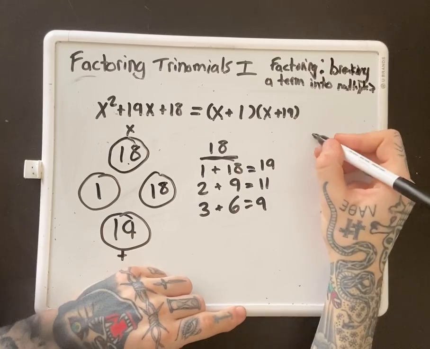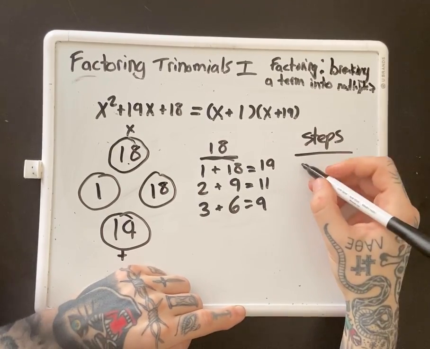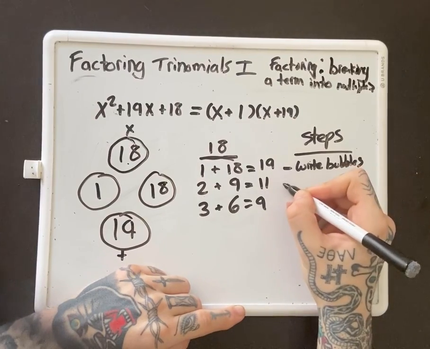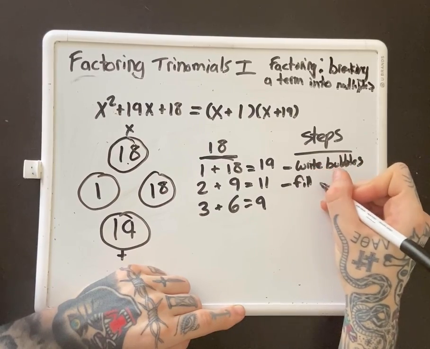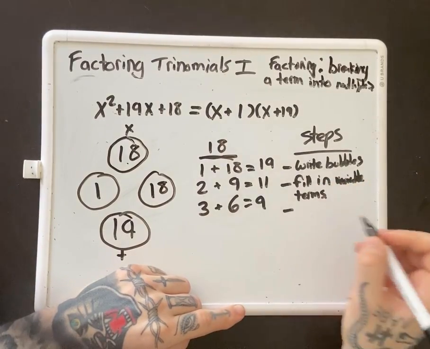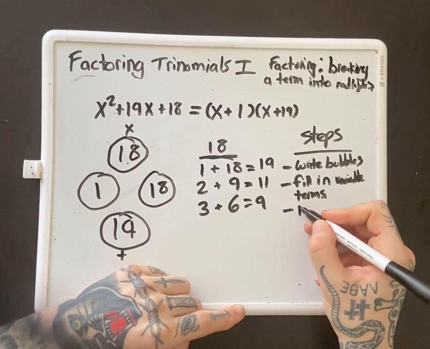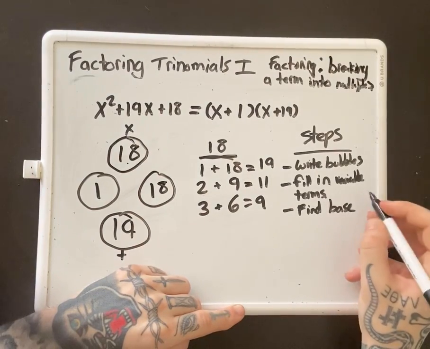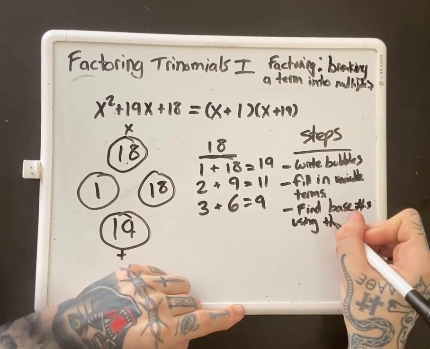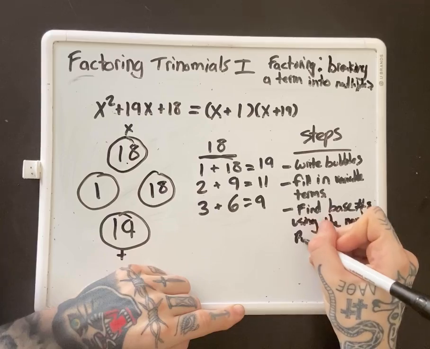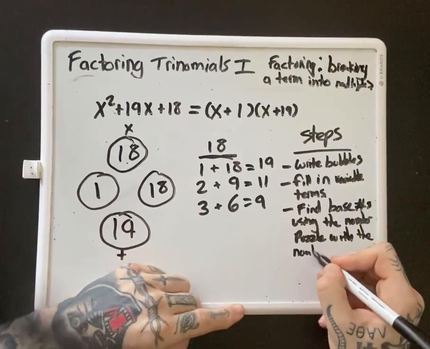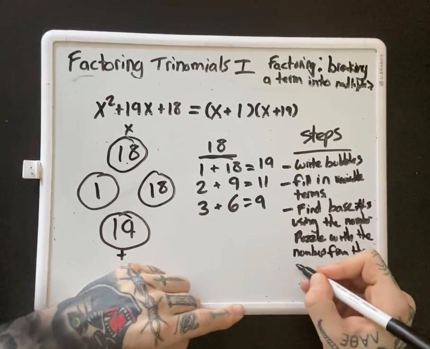The steps: write bubbles, fill in variable term, find base numbers using the number puzzle with the numbers from the trinomial.